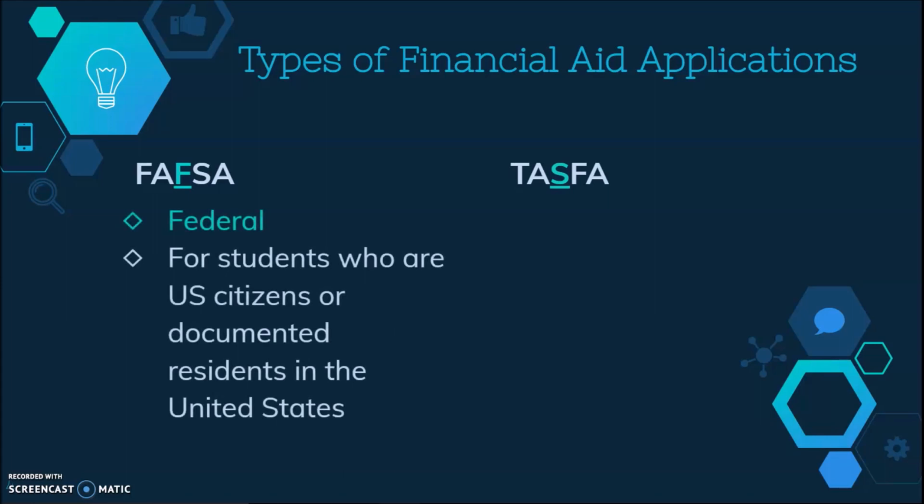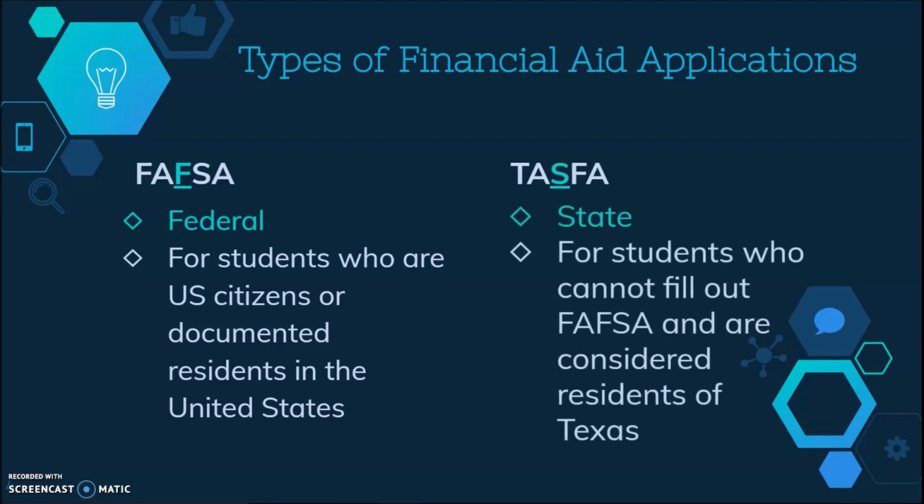The FAFSA allows an eligible student to be considered for both federal and state financial aid. It should be completed by any student that is a U.S. citizen or a documented resident of the U.S. The TASFA is available to students who are non-U.S. citizens, have DACA status, or are undocumented students but have lived in the state of Texas for 3 years prior to enrolling in college. These students are eligible for state financial aid.